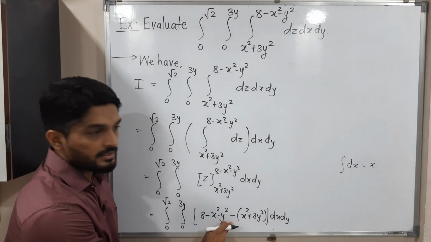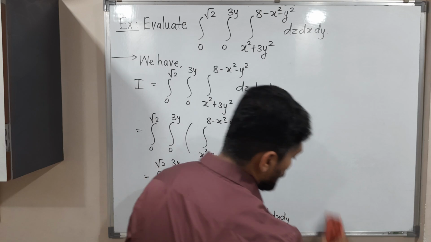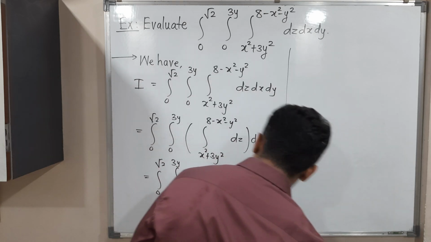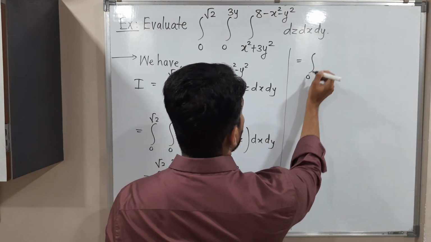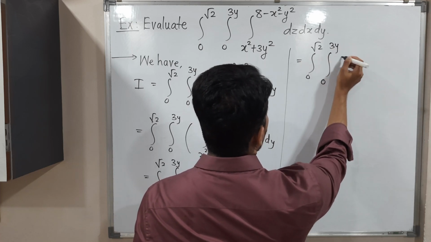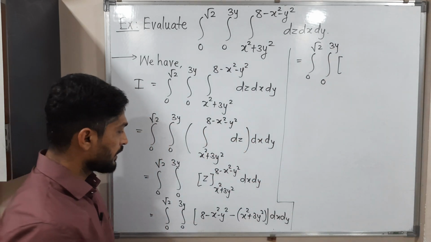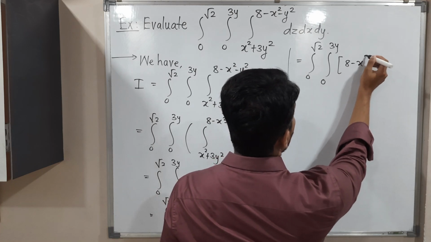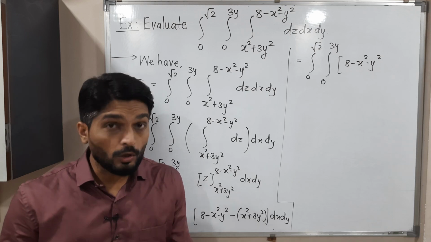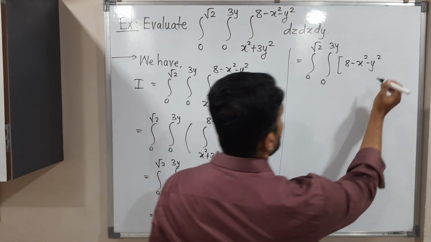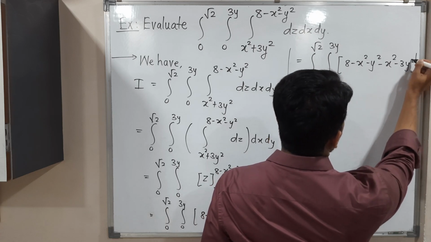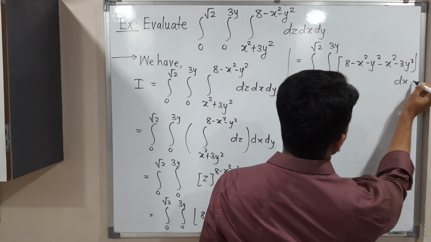Actually we have a minus sign, so that's why I have drawn a bracket there. This is equal to the integral from 0 to root 2, 0 to 3y. I am solving this bracket first: 8 minus x square minus y square, and when you have a minus sign outside the bracket and we solve the bracket, we change the sign. That means minus x square minus 3y square, and after this, dx dy.